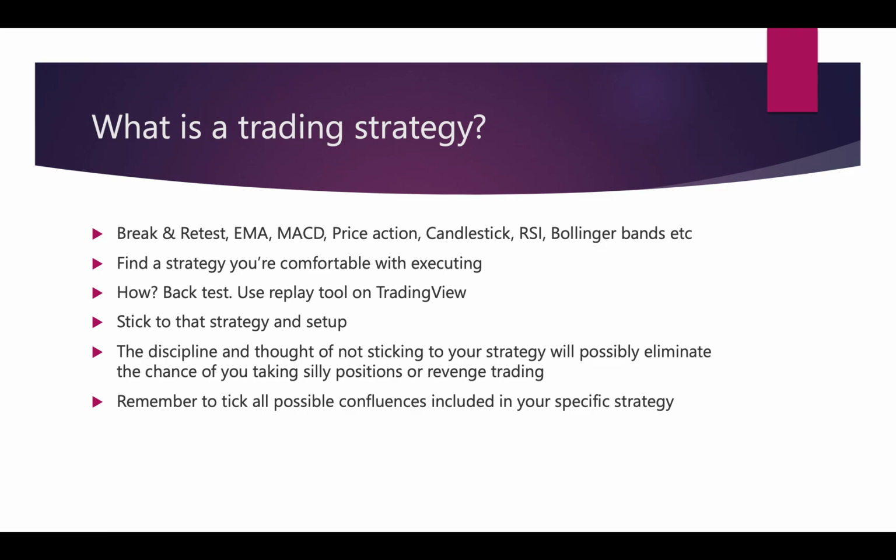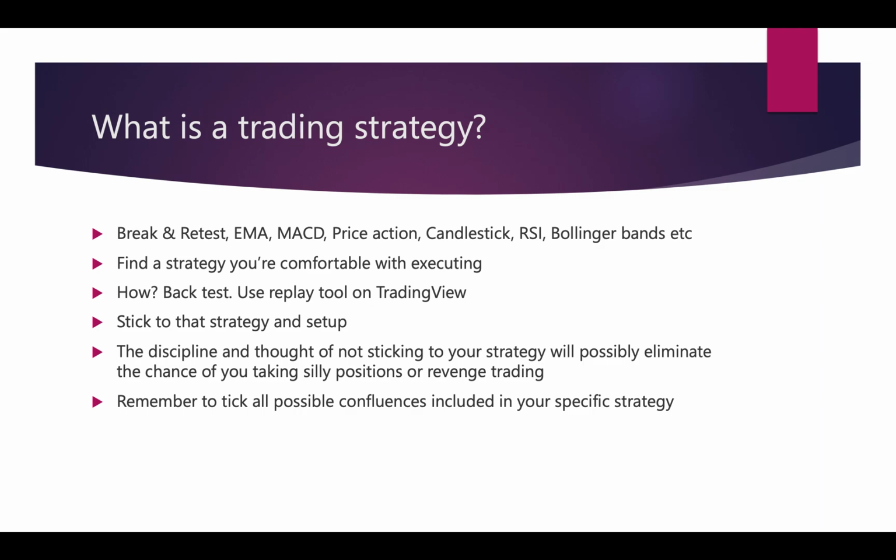And the final point is, remember to tick all possible confluences included in your specific strategy. So what I mean by that is, say you're trading the break and retest strategy. What you'd want to look for is, obviously, a trend direction. You'd want to look for a break of a support resistance zone. You'd want to wait for a clear break, a retest, multiple rejections, and then you want to enter. They're your confluences for a break and retest.